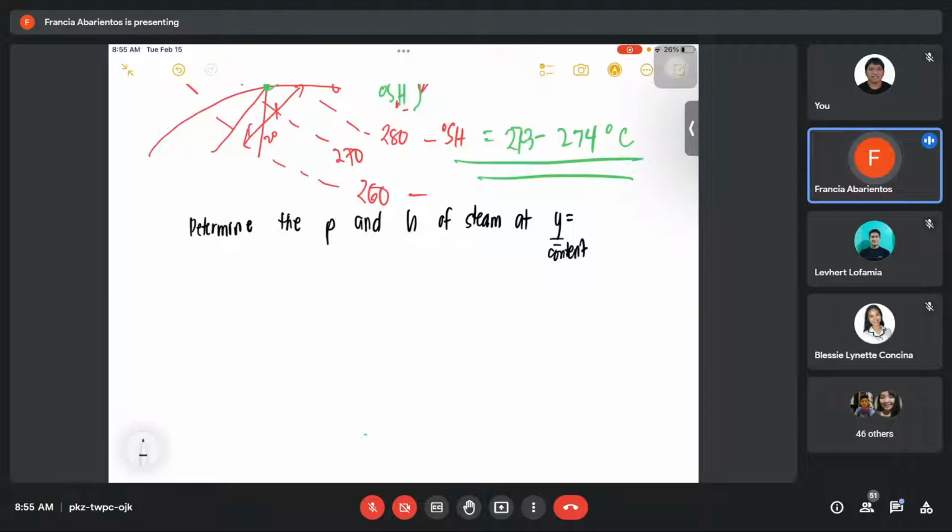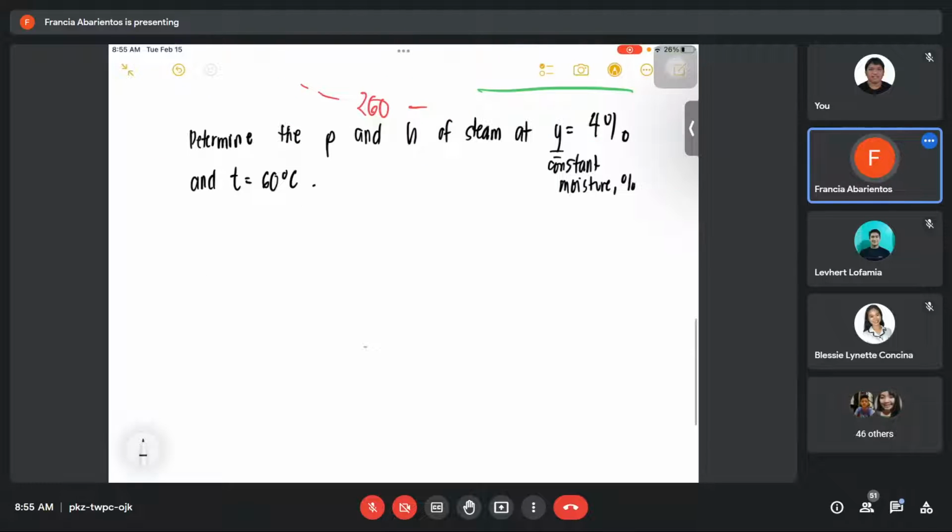Yes, this is the content. Why content? Constant. This is the constant percent moisture, or the moisture in percent. So, for example, 4% and the temperature is 60 degrees Celsius. Okay, so how do we find this?